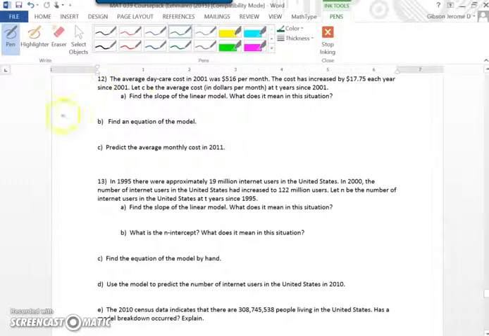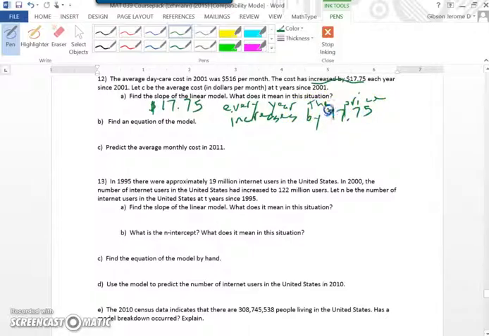So now it says here, find the slope of the linear model. So the slope we know is the amount that it continuously increased by. It steadily increases by $17.75. That would be your slope. Now it says, what does it mean in this situation? It means every year the price increases by $17.75.